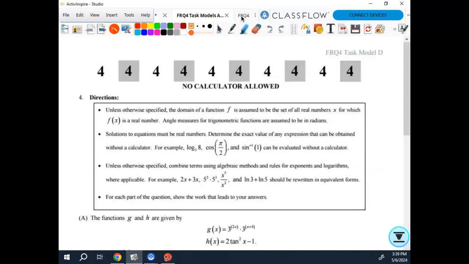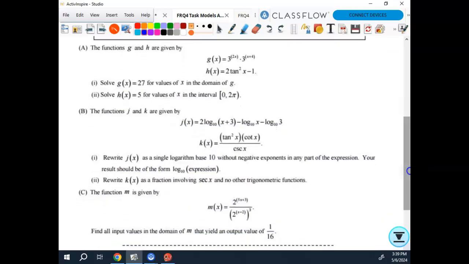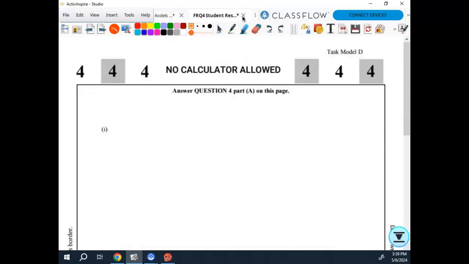Here we go. So we won't talk about the instructions again. Here's what they give us. On A1, it says solve g of x equals 27. So I'm going to set this equal to 27 over here.